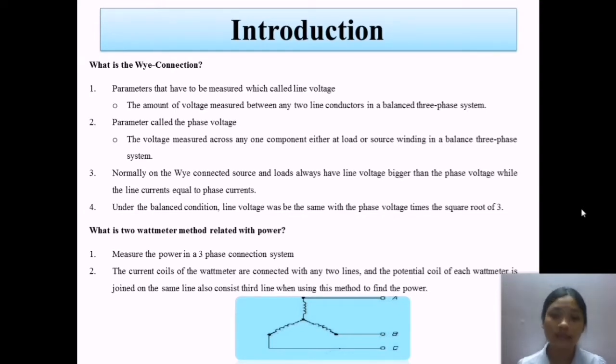Normally, on the Y connected source and load, the line voltage is always bigger than the phase voltage, while the line current is equal to the phase current. Under balanced conditions, the line voltage is the same as the phase voltage times the square root of 3.